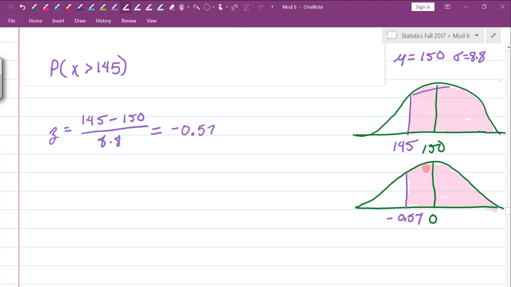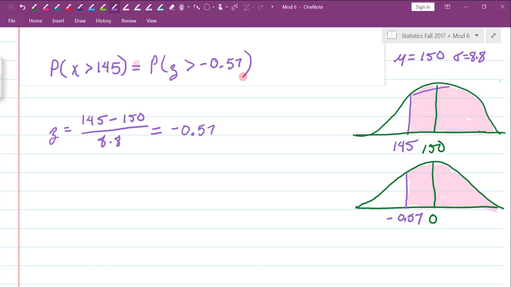Okay, so here's our two pictures. This picture here represents our data, and this is our standardized data. Okay, so we're saying what's the probability that z is greater than negative 0.57? Okay, so what's the probability that z is greater than negative 0.57?